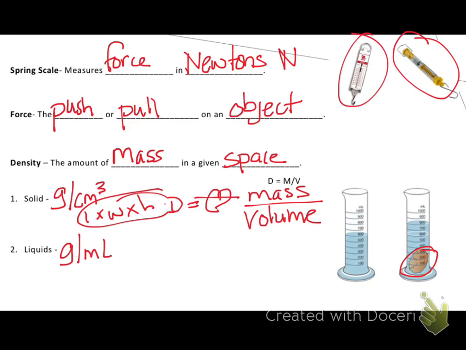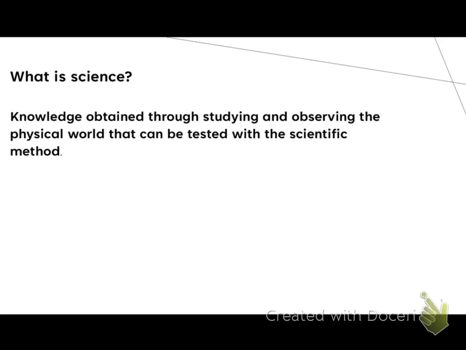The next part on your paper is just a spot for you to write what is science. And just write this definition down. Science is knowledge that is obtained through studying and observing the physical world, so everything around you, and that can be tested with a scientific method. I'm sure you've talked about the scientific method before. It's just the step or process you go through to solve a problem in science.